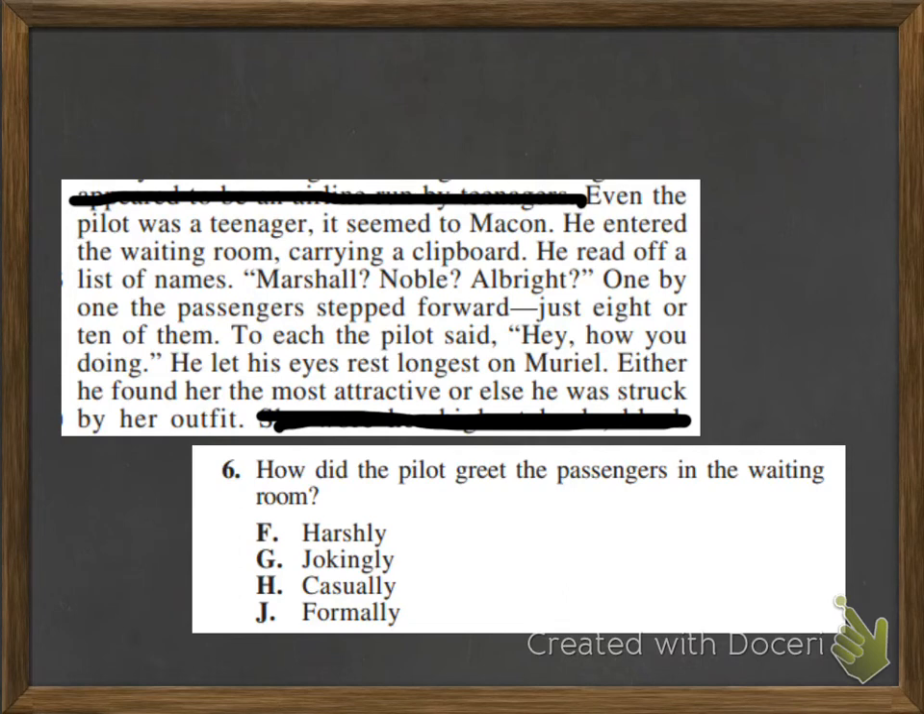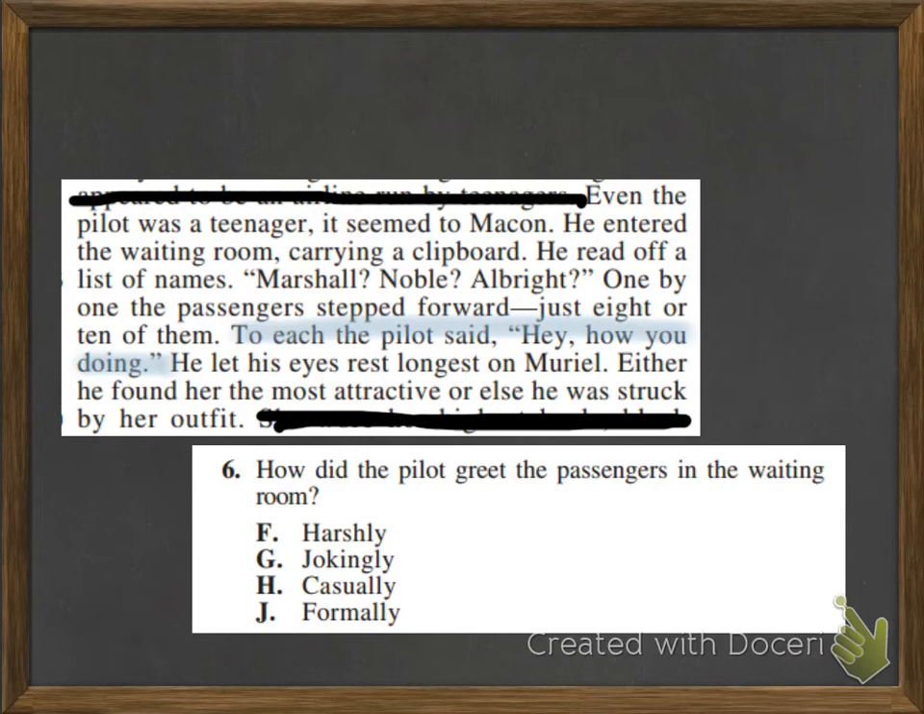Here's the question. How did the pilot greet the passengers in the waiting room? To figure that out, you have to go back into the passage and find the part where the pilot is greeting the passengers in the waiting room. He says, to each the pilot said, "Hey, how you doing?" What this lets us know is that we have to go through each of those 4 answer choices to determine if he greeted them harshly, jokingly, casually, or formally.